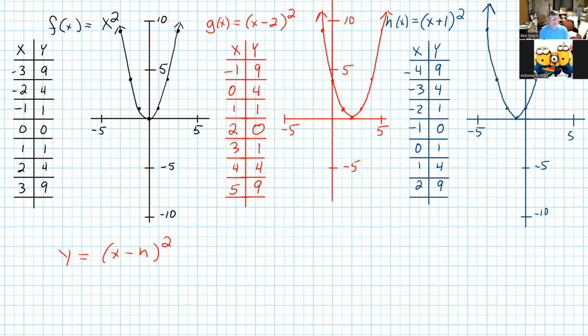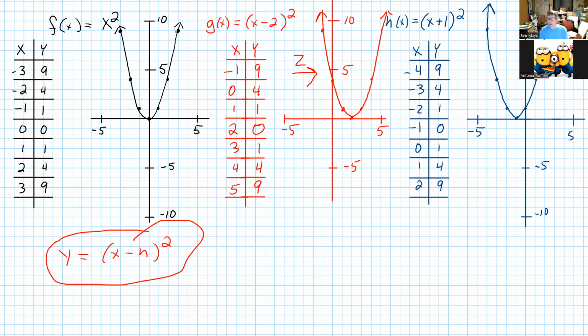Now I'm going back to f of x equals x squared. I'm going to add a number, but it's going to be inside the square, okay? And the form is going to be this. So y equals the quantity x minus h, the quantity squared. Look what happens when I put a 2 in the place of h. So x minus 2, the red graph is shifted 2 units to the right of the black graph. So x minus 2 goes 2 units to the right.